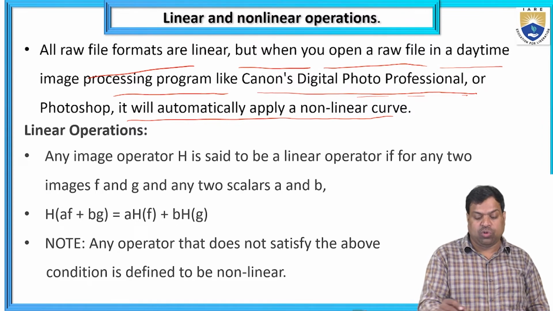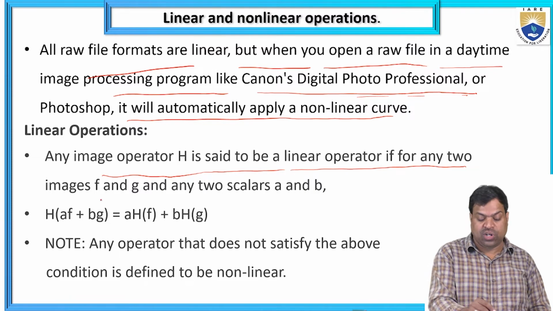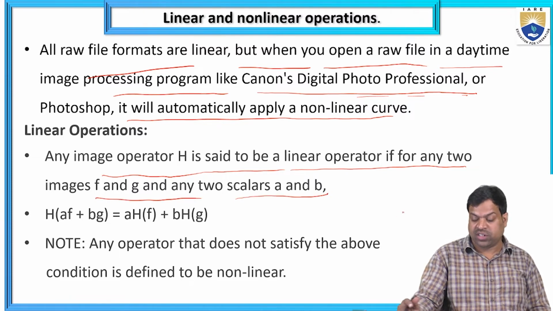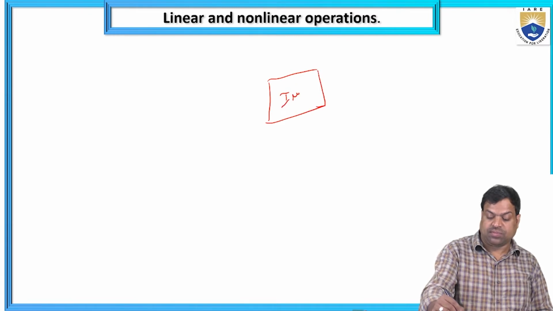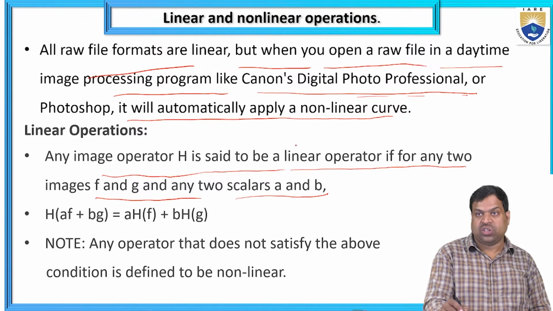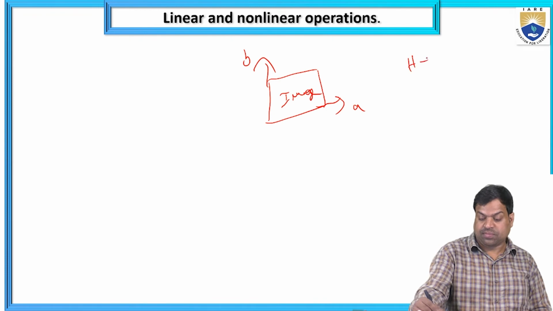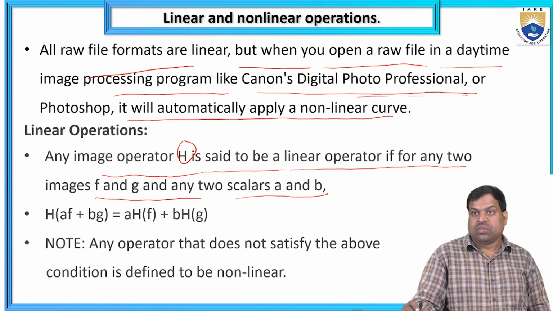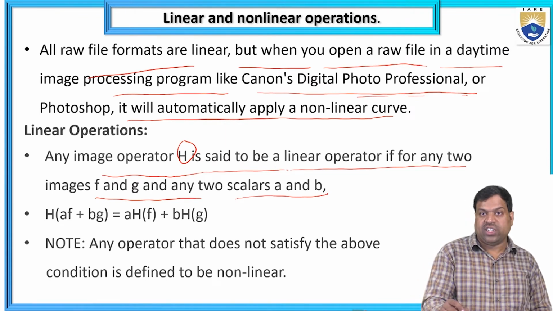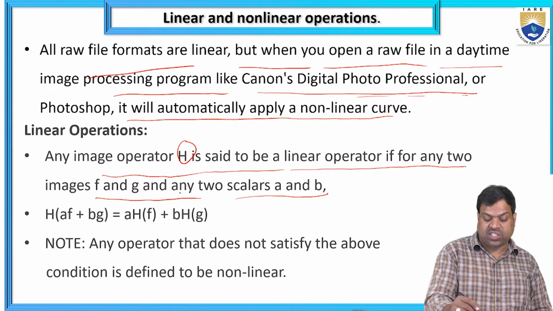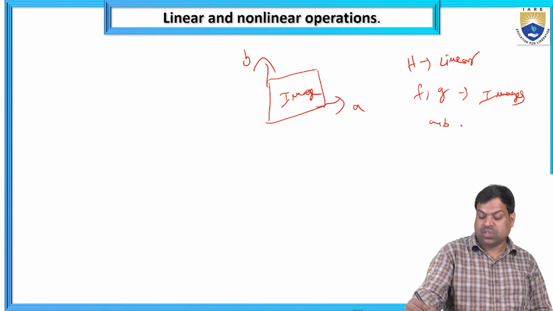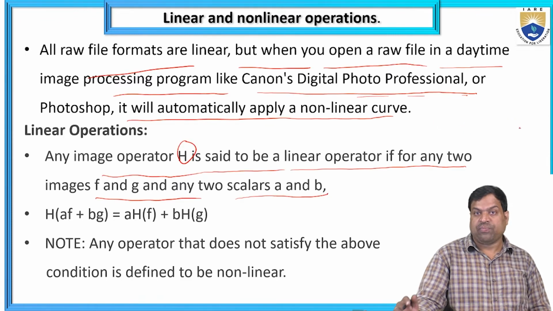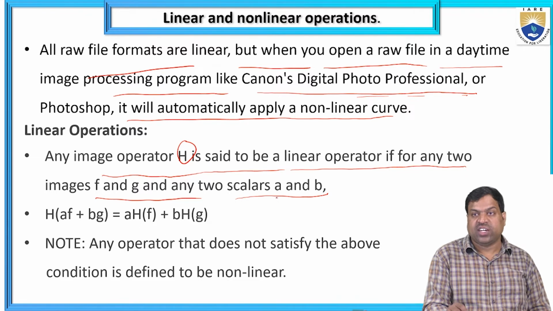So what are linear operations? Any image operator H is said to be linear for any two images F and G and any two scalars A and B. F and G are the two images, and A and B are the scalars. Here I am taking H as linear; sometimes I will take it as non-linear also.